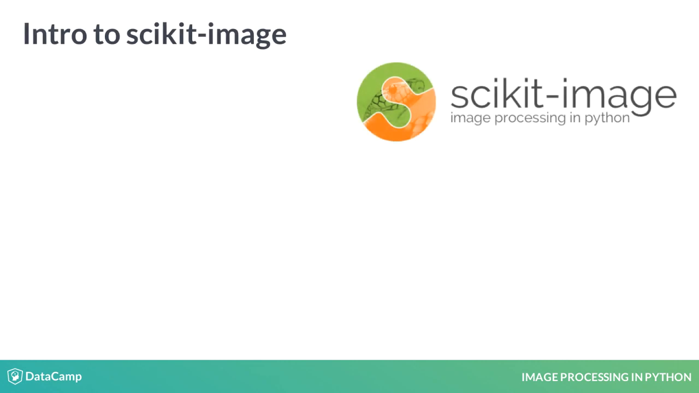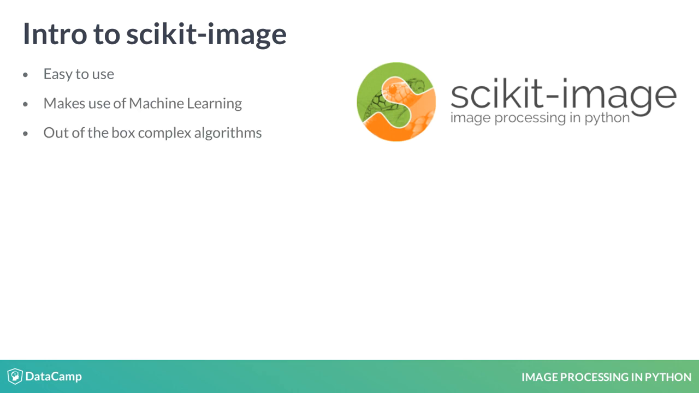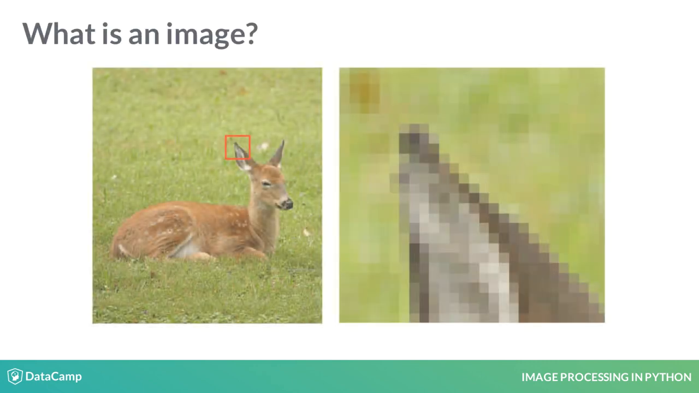Scikit-image is an image processing library in Python that is easy to use. Scikit-image makes use of machine learning with built-in functions and can perform complex operations on images with just a few functions. We will use it throughout the course. Let's get started with images.